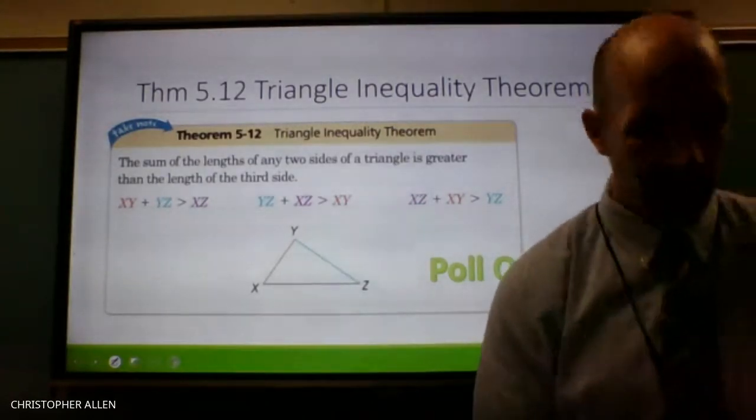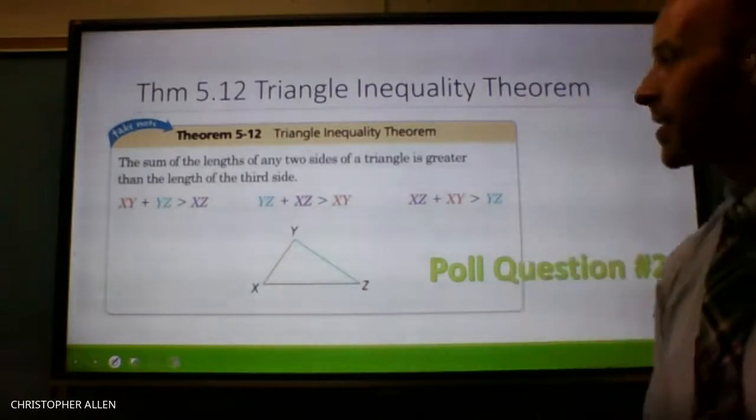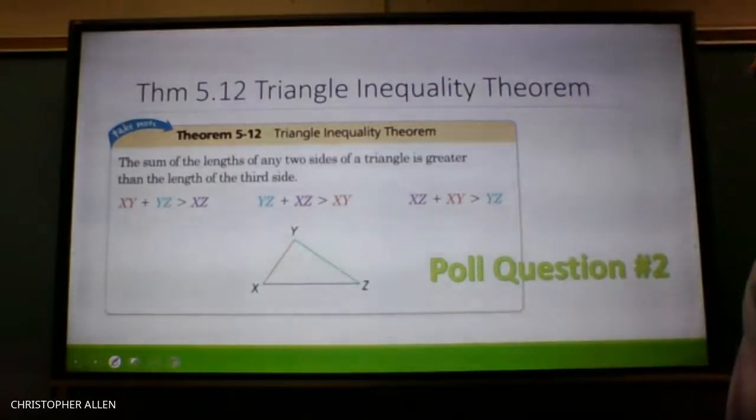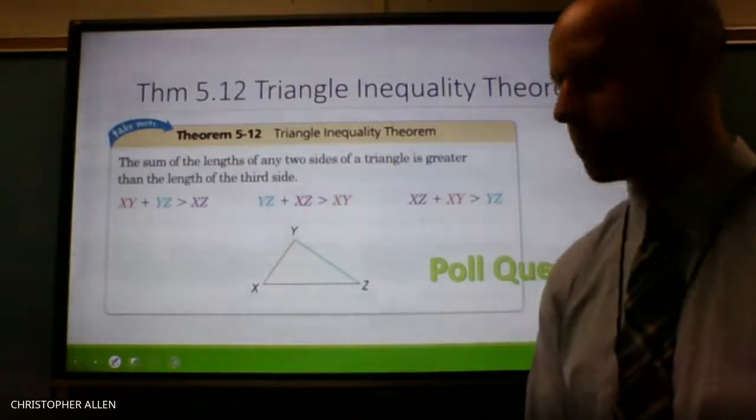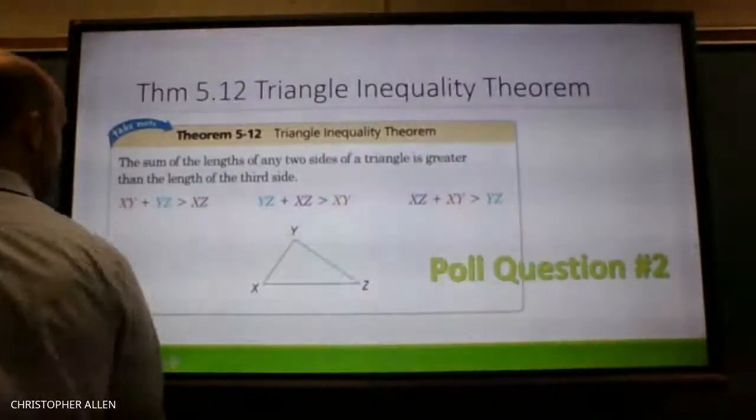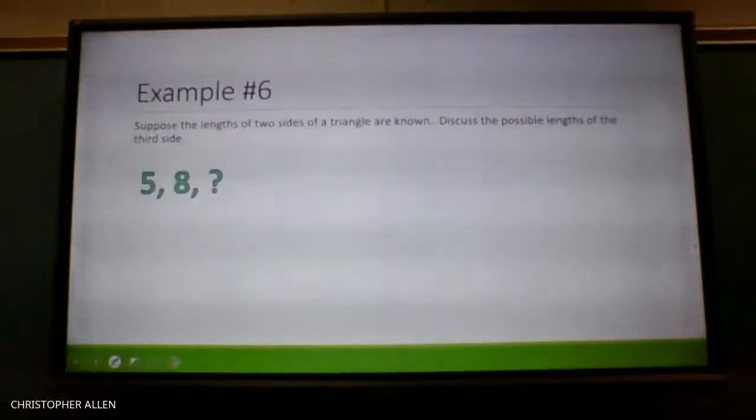And while you guys are answering that very simple poll question, I'm just going to hit this last theorem, and then I'll give you the exit slip that you'll need to submit. In fact, let me just explain to you this last theorem.